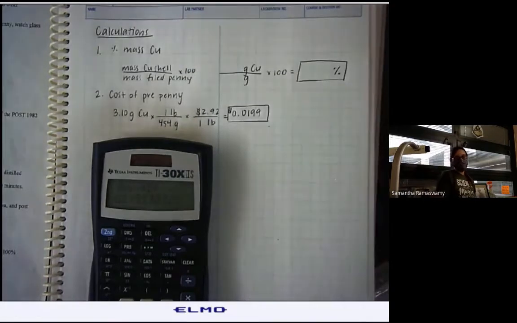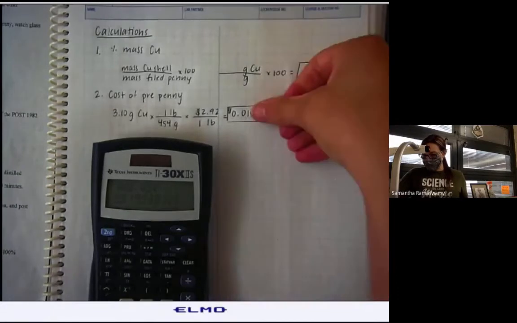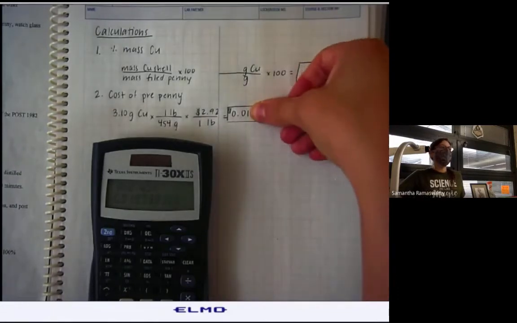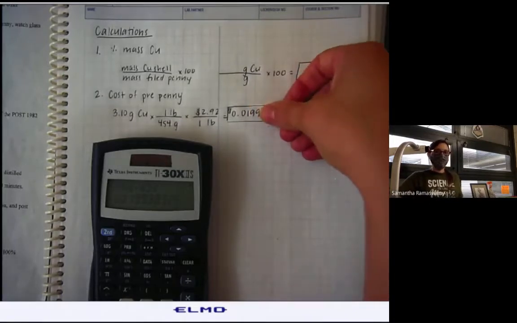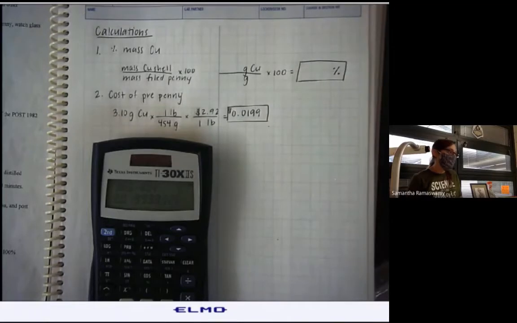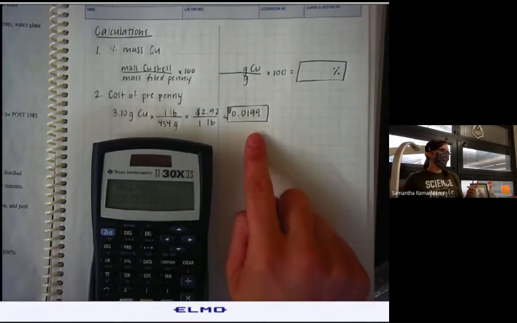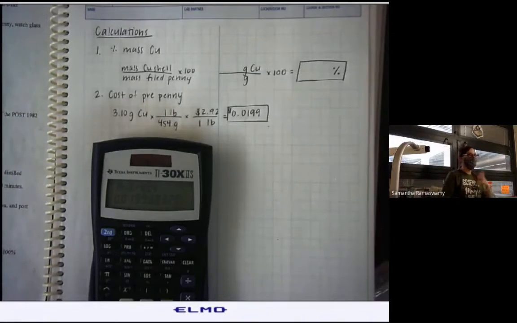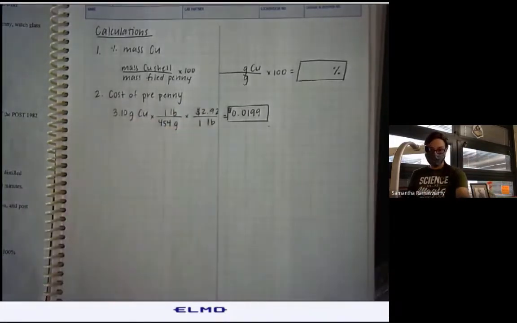But I do want to just make note of what this means. So normally, if we're looking at money, 0.01 is 1 cent. Well, if we look at how this rounds, 0.0199 rounds up to 0.02. It rounds up to 2 cents. So essentially, making 1 penny before 1982 cost 2 pennies. So we're actually going to be looking at why they switched. But that just looks at the cost of the pre-penny.